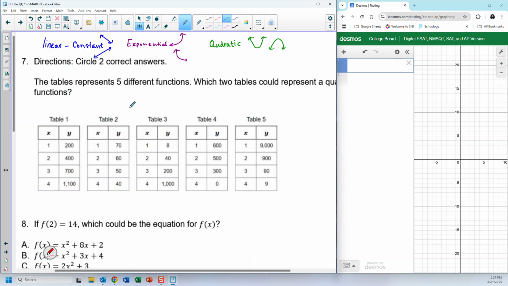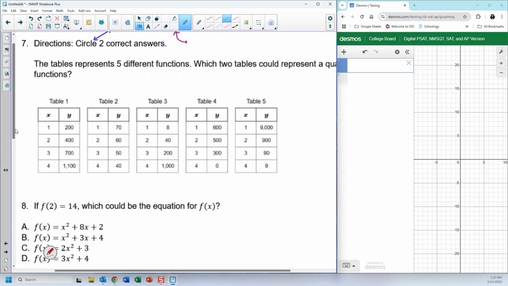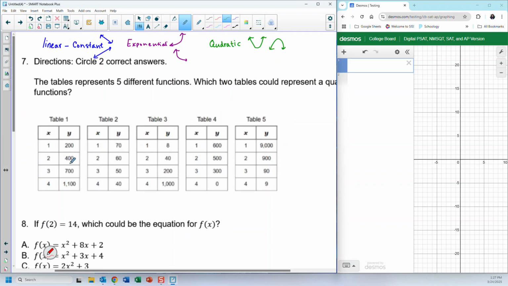Okay, so we don't have a graph, and to be honest, I don't want to graph these tables because the numbers are just too off. Like, I don't feel like Desmos will actually help us. So what I want to do is I want to see how the numbers are moving.